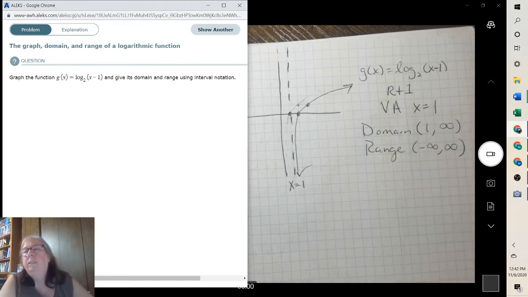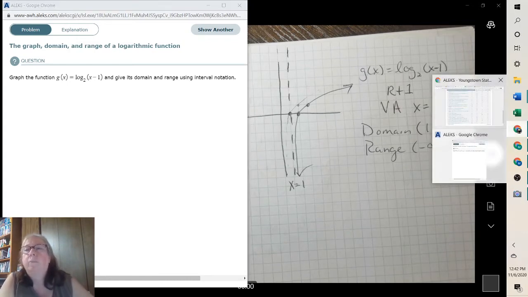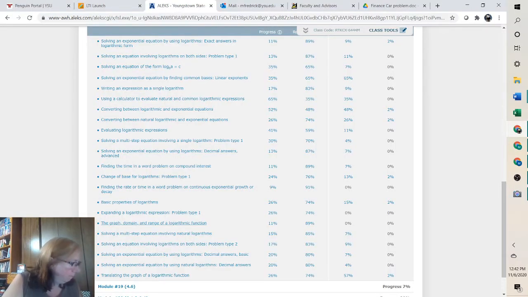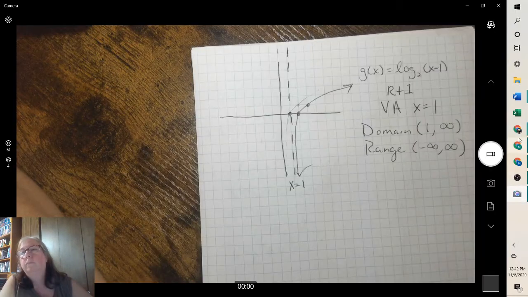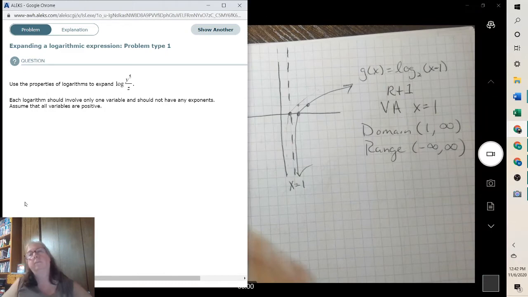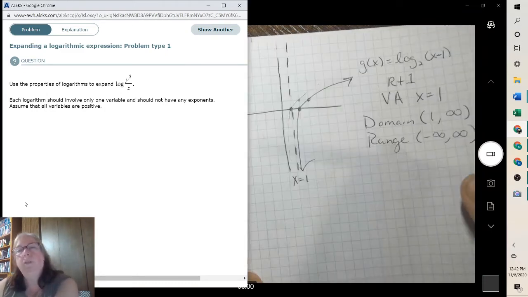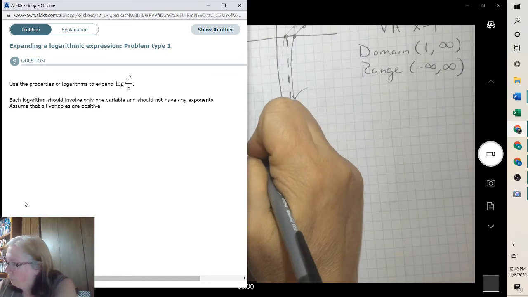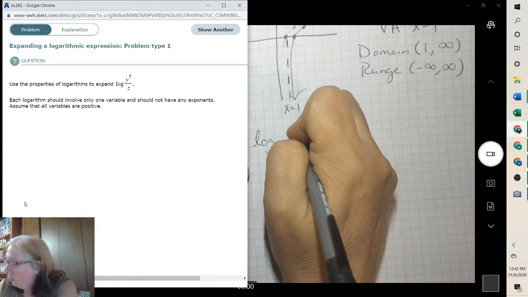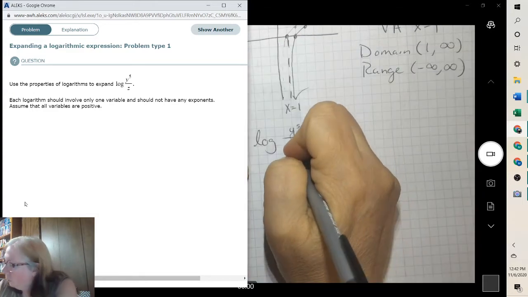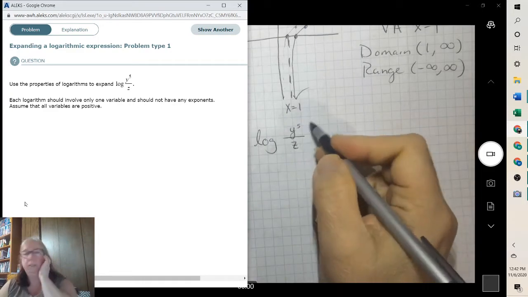The other one we did not cover yet in this section was expanding logarithms. Right here. Expanding logarithms uses a lot of your rules. And you want to rewrite these so that there are no exponents, fractions, or products within here.